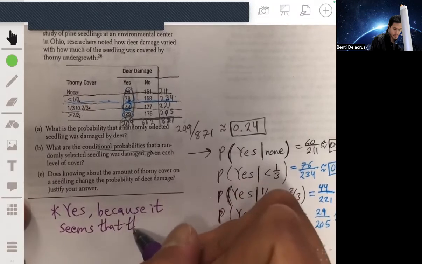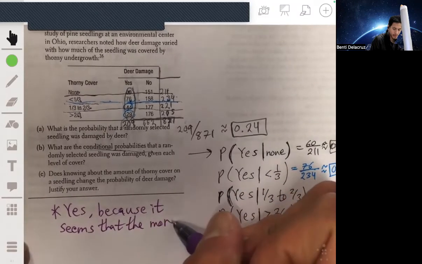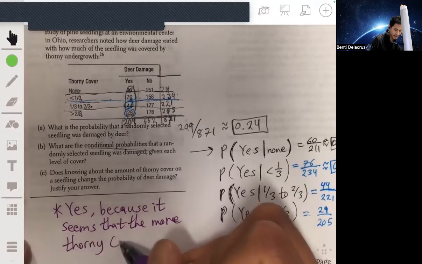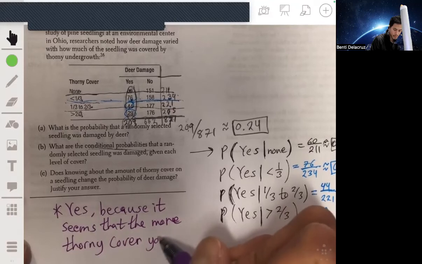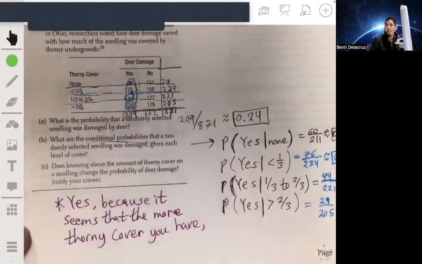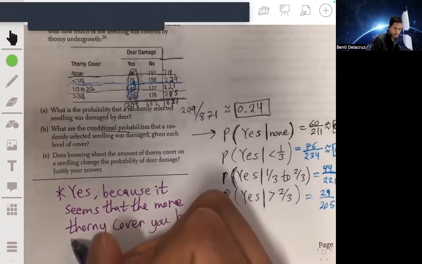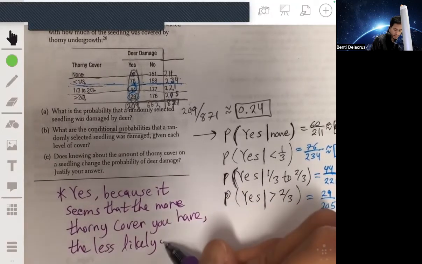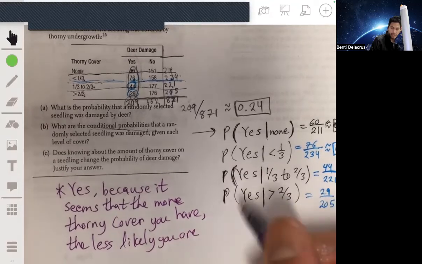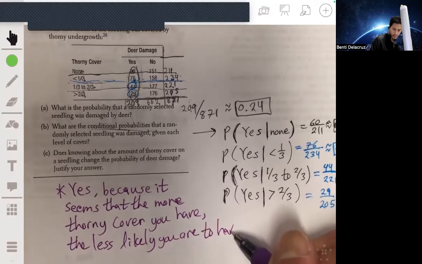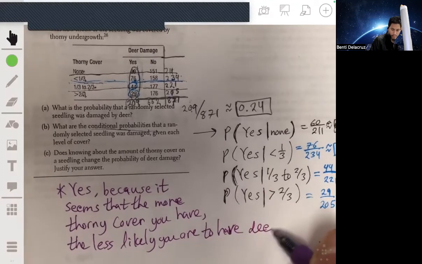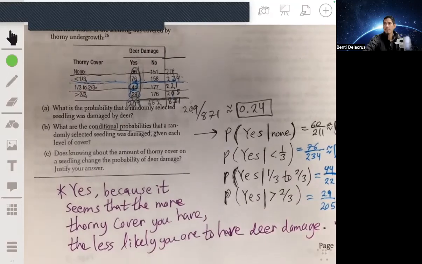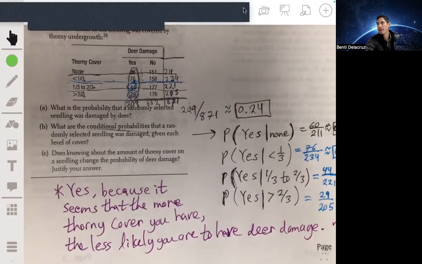The more thorny cover you have, the less likely you are to have deer damage. And there you go.